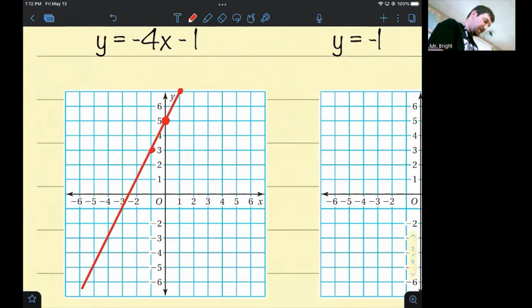In fact, Monday's worksheet that you're going to get is the graphing worksheet, and I'm not doing paper copies. We're doing it on Notability because of this reason.